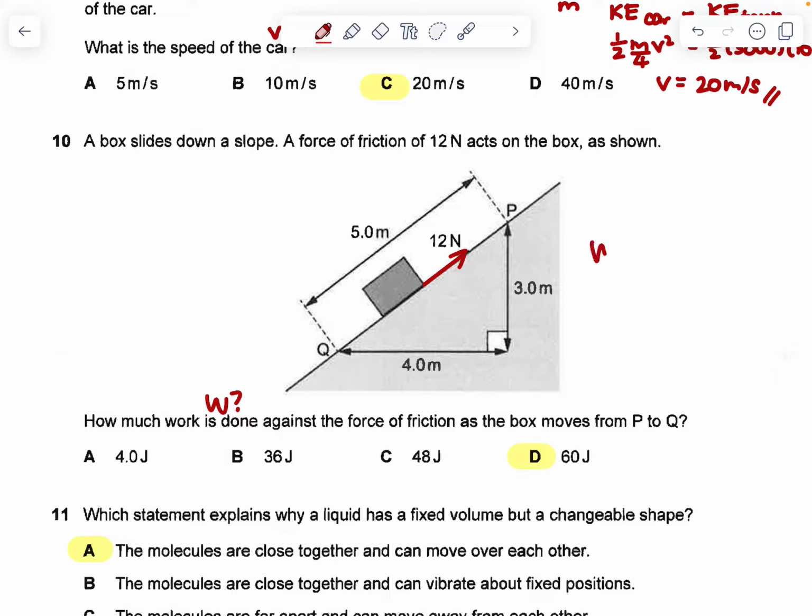So we know the formula, W equals F times S. Work done equals force times the displacement in the direction of the force. In this case, it's moving from P to Q, and this is S. This is F. So F is 12 Newtons, S is 5.0 meters. You get 60 joules of energy used.